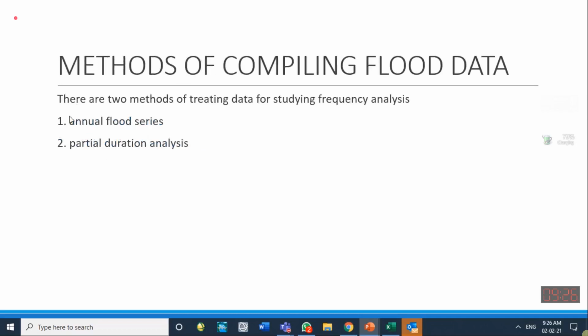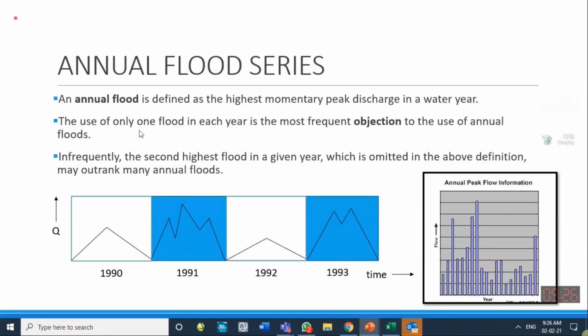So flood series can be categorized into two types. One is the annual flood series, and the other is called the partial duration flood series. The annual flood series records the highest momentary, instantaneous peak discharge in a water year.